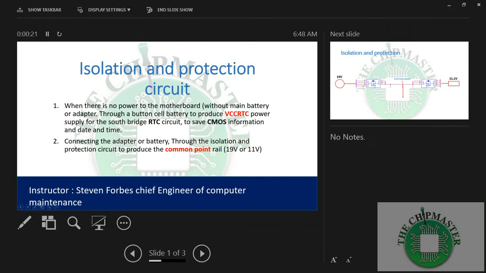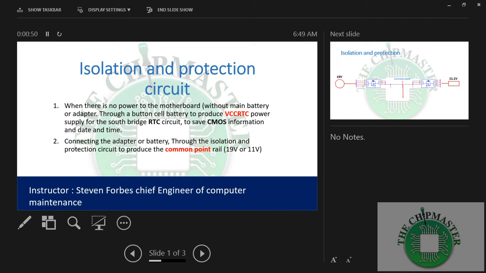Alright, hello, and this is the Chipmaster, and in this demo video we're going to talk about protection and isolation circuits on a notebook. On the laptop motherboard there are several types of isolation protection circuit, and we're going to look at them briefly. This is a demo video. I'll explain some schematic reference, and I will sketch a timing reference, and then explain each section.